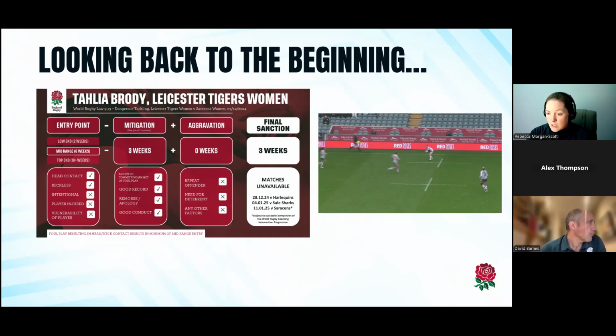We talk about matches and weeks. The sanction table allows that to be used interchangeably, because the sanction table applies to players as well as coaches and individuals generally. When we talk about players, matches is what we should be talking about, because that's what everybody understands players to be missing, meaningful matches.